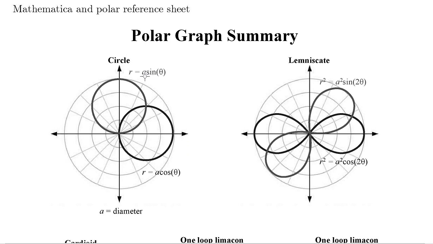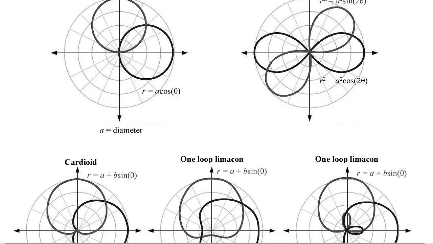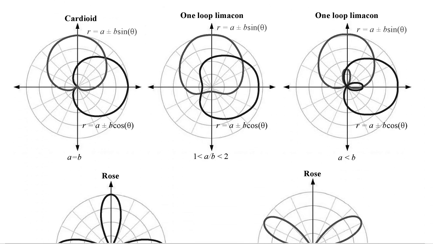A times sine theta is a circle along the y-axis. A cosine theta is a circle along the x-axis. A is the diameter. r squared equals a squared sine 2 theta is a lemniscate, or a figure 8 on the diagonal. r squared equals a squared cosine 2 theta is your figure 8 along the x-axis. Also cardioids: a plus or minus b cosine theta, where a equals b. If it's a cosine theta cardioid, that's along the x-axis. If it's a sine theta cardioid, that's this one along the y-axis.